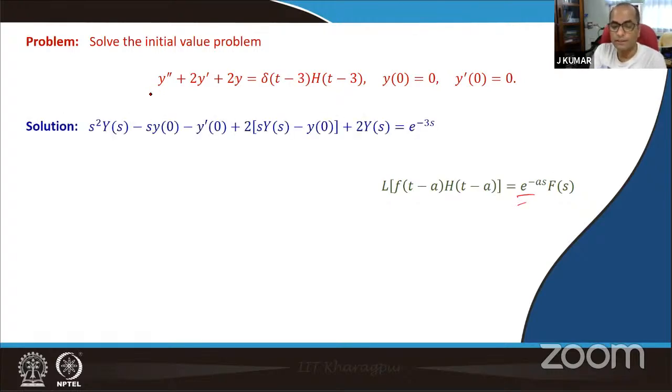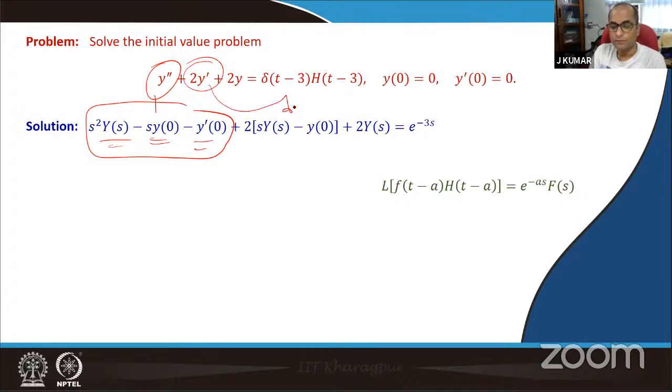Once we take the Laplace transform, for the double derivative these are the terms: s squared Y(s) minus s y(0) minus y prime(0). Then we have 2y prime, so we have 2 times (s Y(s) minus y(0)), and then 2y, so we have 2Y(s). The right hand side is just delta, so it's e to the power minus 3s, because the Laplace transform of the delta function is just 1.